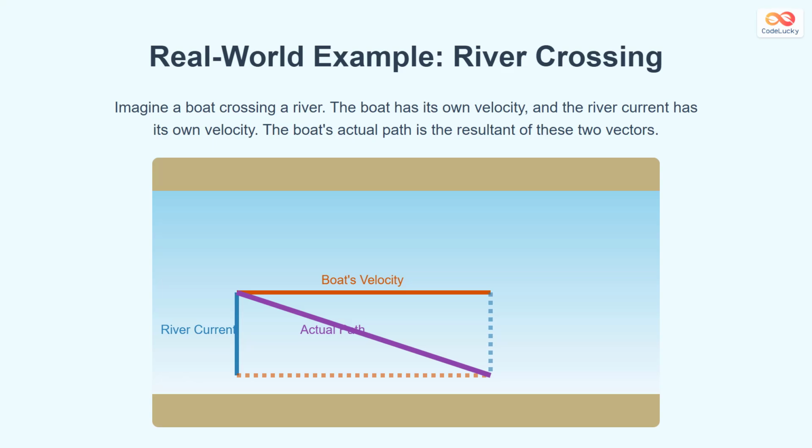Let's consider a practical example. A boat is moving across a river. The boat's engine provides a velocity in one direction. At the same time, the river's current pushes the boat in another direction. The actual path the boat travels is the resultant of these two vector velocities, which can be found using the parallelogram method.